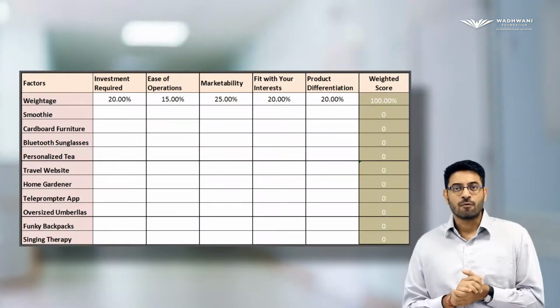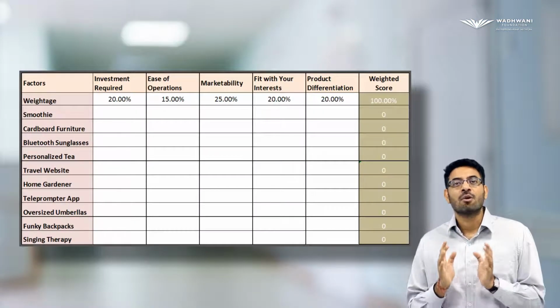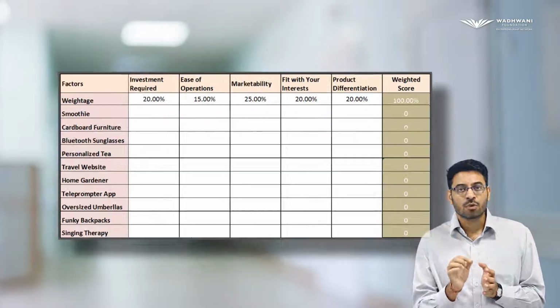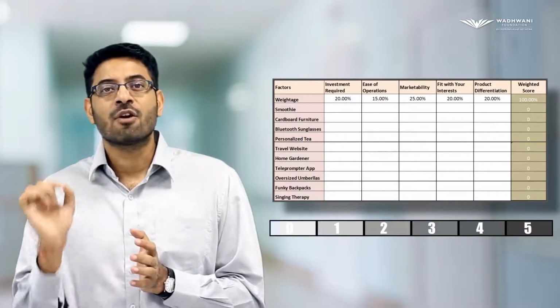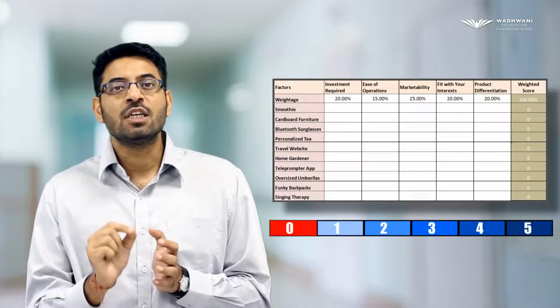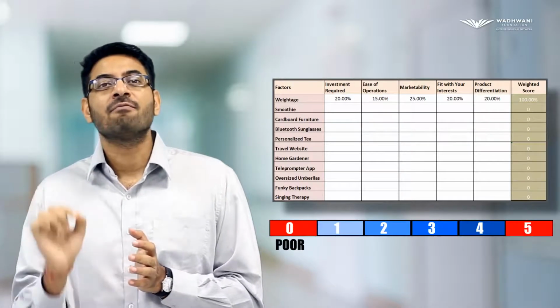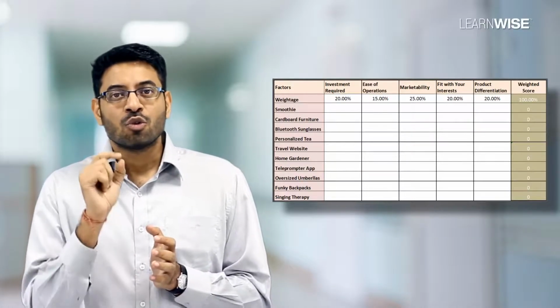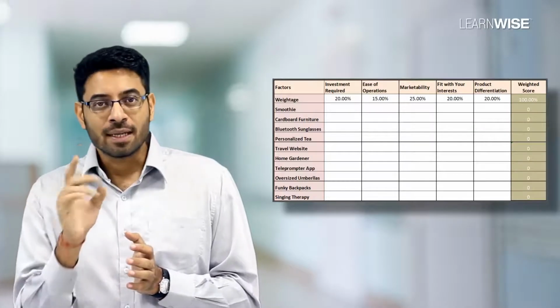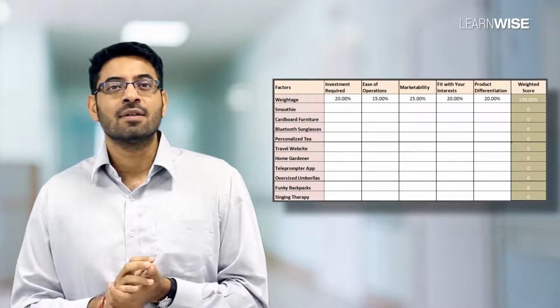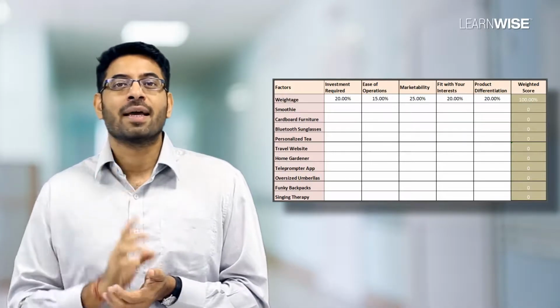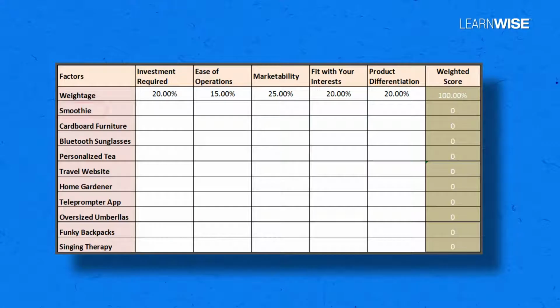Now let's begin. For each idea factor combination, you have to give a score. The score can range from 0 to 5, with 0 meaning poor and 5 meaning excellent. To help you understand better, let me show you how to work the Excel with a filled up row for one idea. I'll use the example of the savory smoothie business.